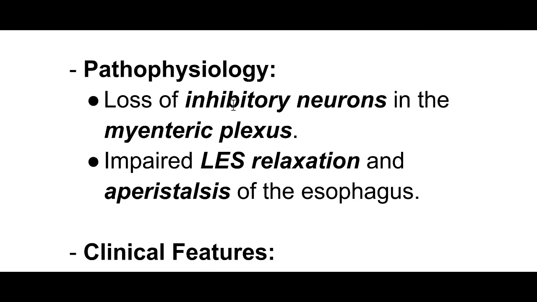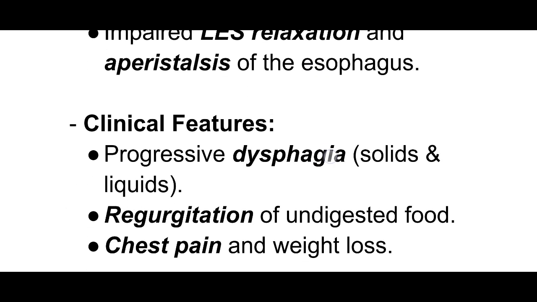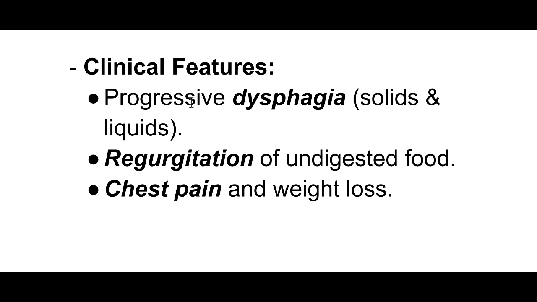Pathophysiology: loss of inhibitory neurons in the myenteric plexus, impaired lower esophageal sphincter relaxation and aperistalsis of the esophagus. Clinical features: progressive dysphagia, solids and liquids both, regurgitation of undigested food, chest pain and weight loss.